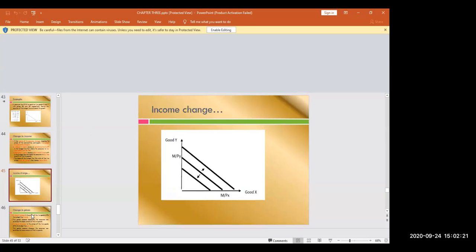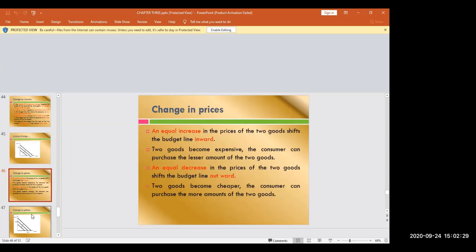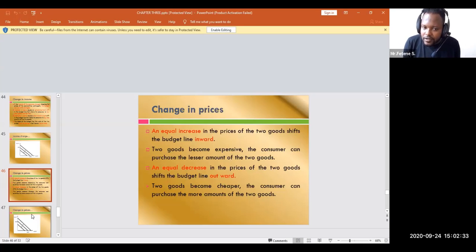What about prices? That was income; what about the effect of a price change on the budget line? If the prices of the two goods increase equally, the budget line shifts inward, because the price increased and so our purchasing power decreases. An equal increase in the price of the two goods shifts the budget line inward: the two goods become expensive, so the consumer can purchase a lesser amount of the two goods.